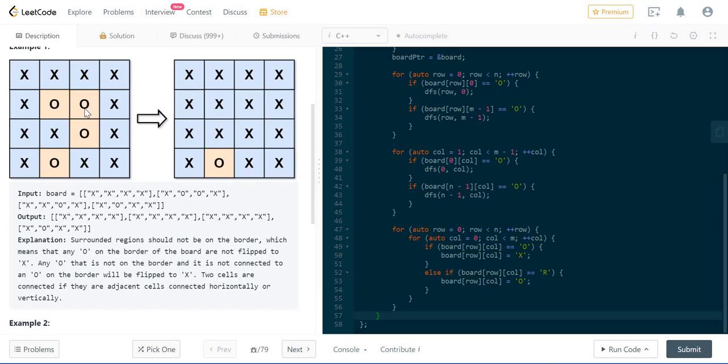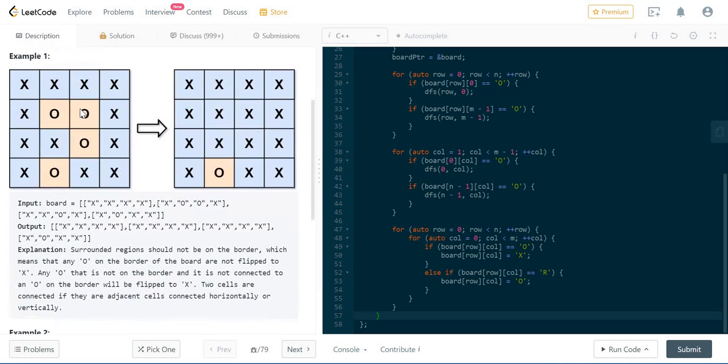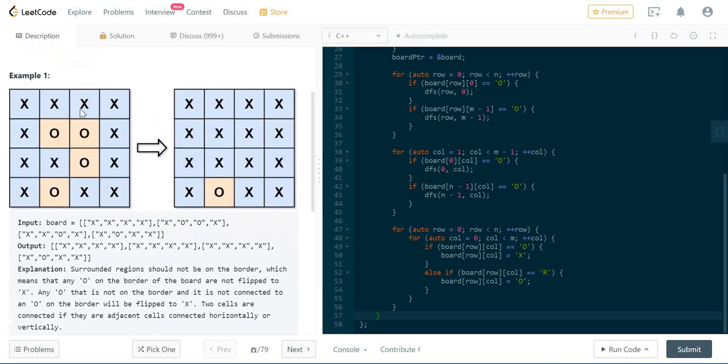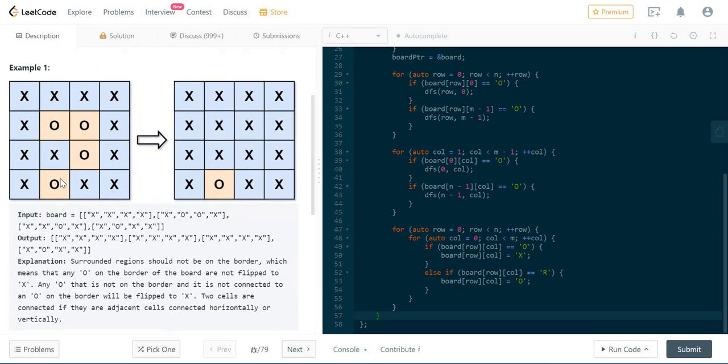But the internal O's, as they are not on the boundary and neither are they in contact with any boundary cell, can be captured. So this is a test case, and this definition continues.